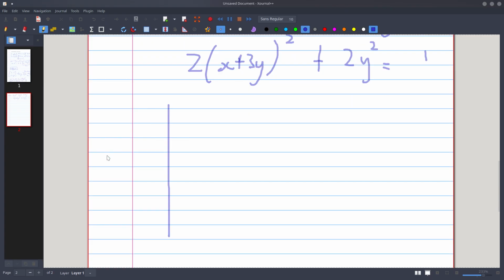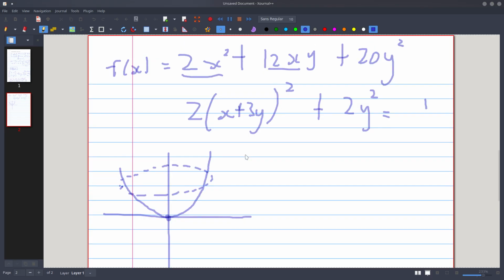You have something like this, and you have your function here, your quadratic form, and you have your minimum point here. If you took a cross section, you set it equal to 1, it would look something like this. And so this is an ellipse. The idea here is that completing the square is exactly Gaussian elimination, which we've been doing all the time up until now.